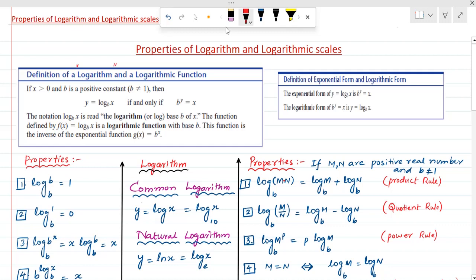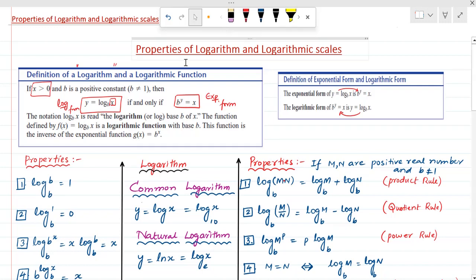The logarithm definition is y equals log x base b, where x must be strictly greater than 0. We call this the logarithmic form, and you can write it as the exponential form. So this is a conversion from the logarithmic to the exponential form, and vice versa.